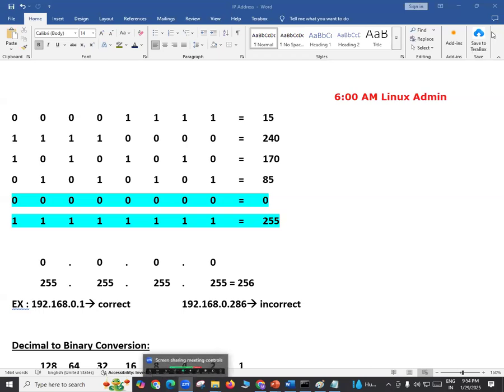Okay, fine. So let's come back to our scenario. The binary decimal conversion. So why have we seen this binary decimal conversion? There is a big reason here.